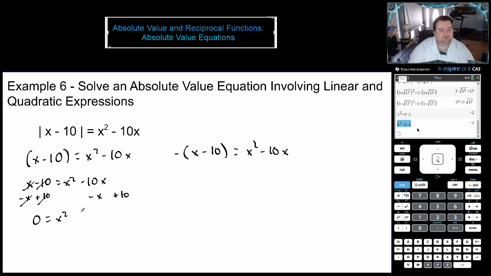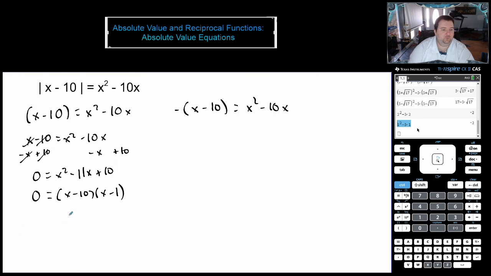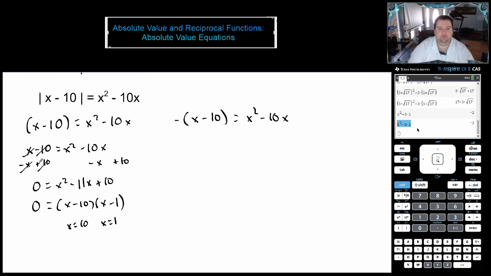So you're going to have x squared minus 11x plus 10. This is factorable, thank goodness. This is x minus 10 and then x minus 1, which means x equals 10 and x equals 1. And we can check that in a minute.